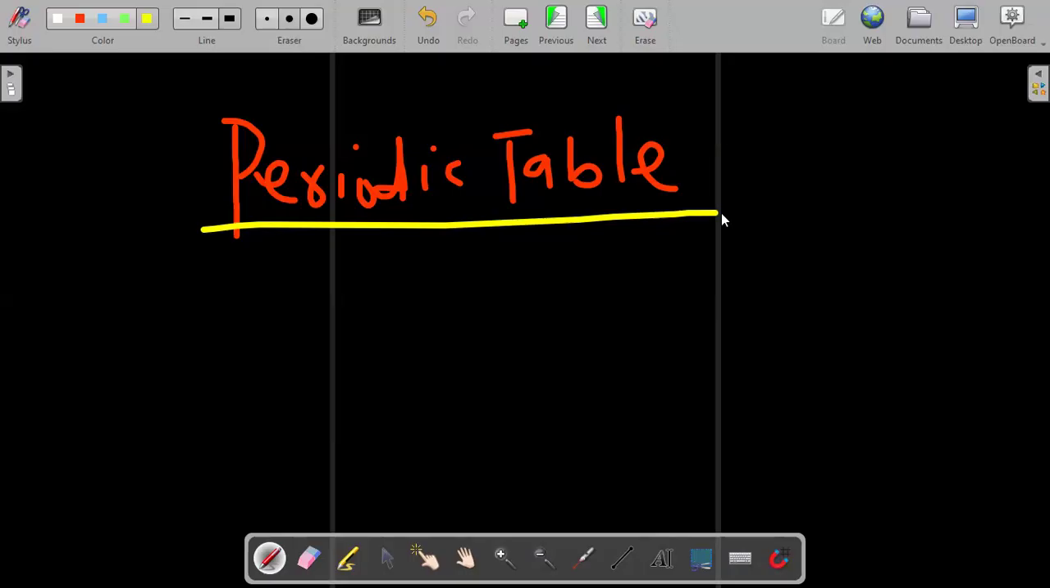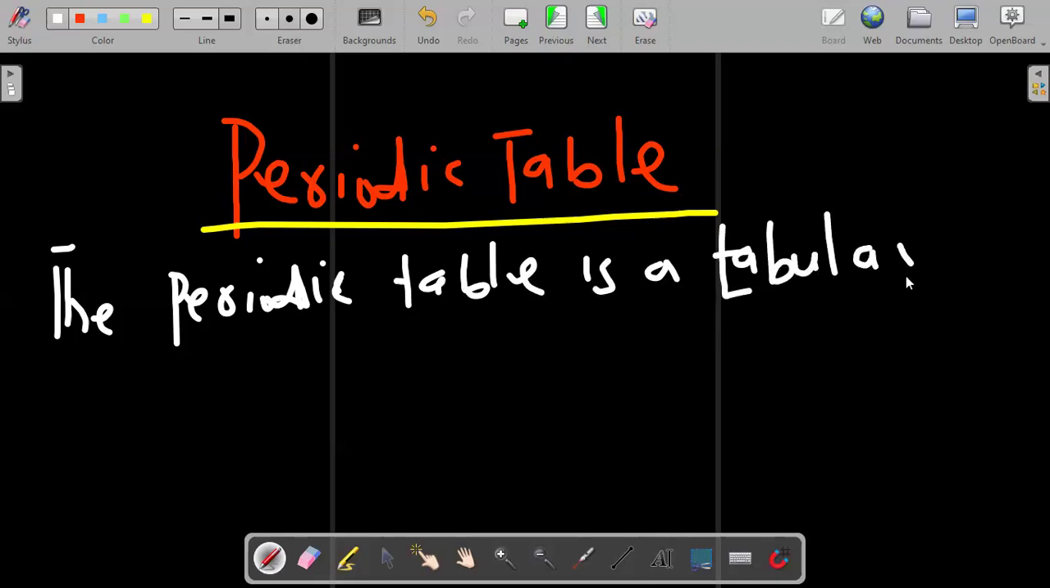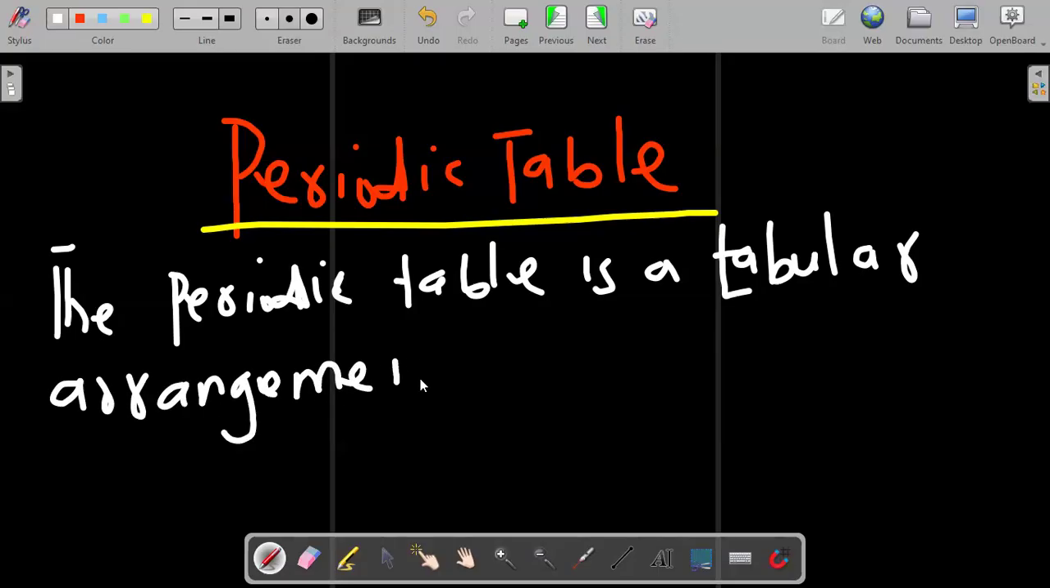That is what the periodic table is all about. The periodic table is a tabular arrangement. You can write that. Let me write it, I hope you can see my board. The periodic table is a tabular arrangement of chemical elements.